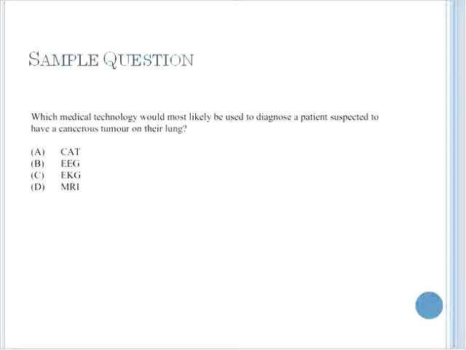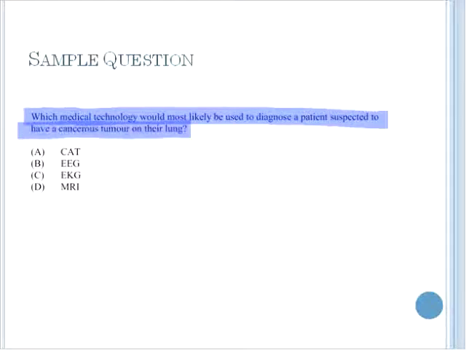An example of a question that has appeared on this section in a previous exam is as follows. Which medical technology is most likely to be used to diagnose a patient suspected of a cancerous tumor on their lung? Again, a cancerous tumor. An EEG is isolated to electrical signals. An EKG, while not discussed in this unit, deals with heart rhythms.